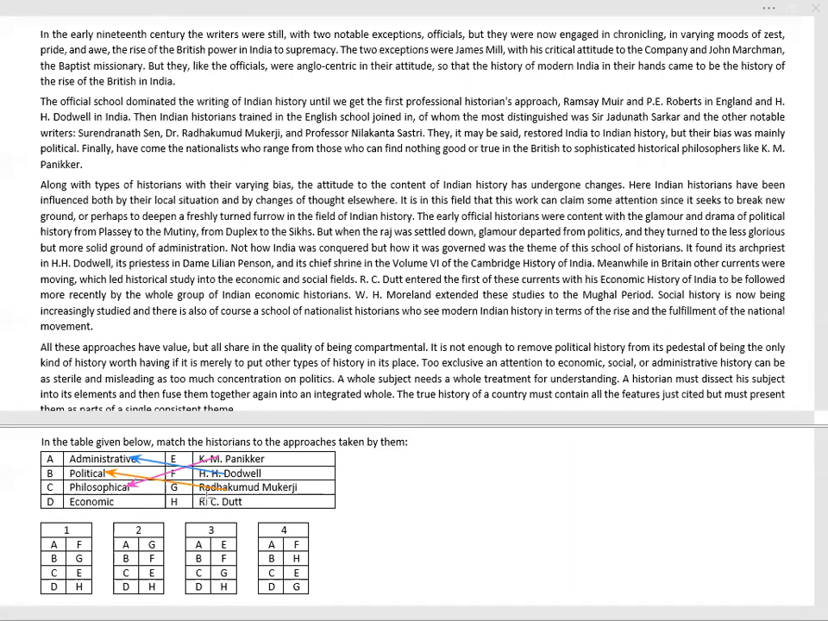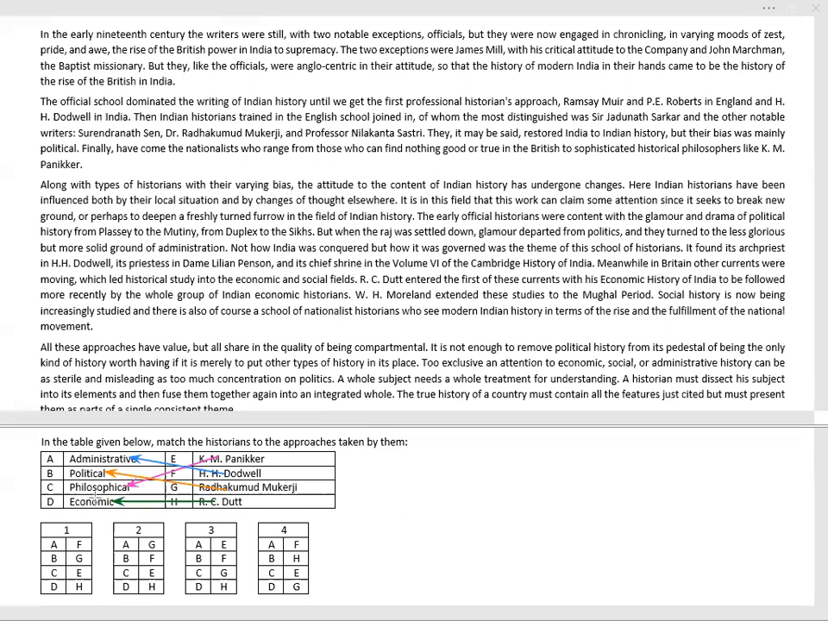And finally, we have R.C. Dutt. R.C. Dutt, again mentioned in the third paragraph. We see it here. And in the statement before this, the approach is given. Meanwhile, in Britain, other currents were moving, which led historical study into the economic and social fields. R.C. Dutt entered the first of these currents with his Economic History of India, to be followed more recently by. So what we are talking about here is the economic focus of history. In other words, R.C. Dutt followed the economic approach to history, or D connects with H.